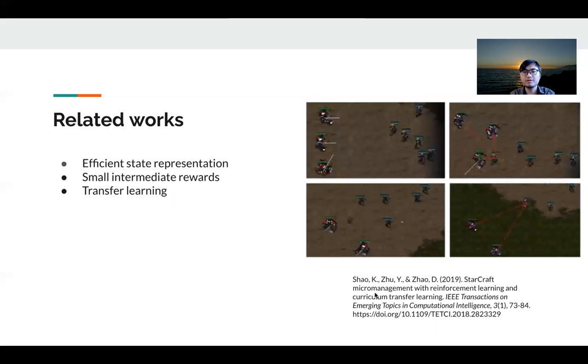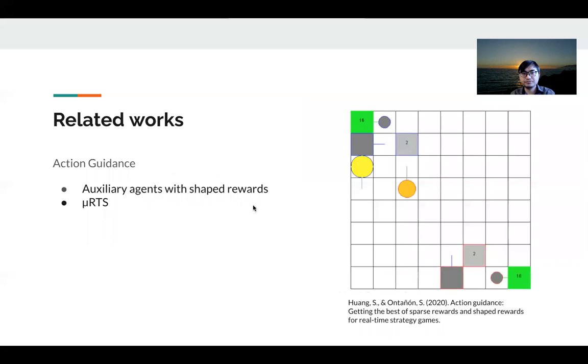In the paper on graph micromanagement with reinforcement learning and curriculum transfer learning, Shao et al. proposed an efficient state representation to deal with the many states that the agent can visit. And regarding the sparse reward, they provide some more intermediate reward functions to guide the agent. They also use transfer learning to accelerate the training process.